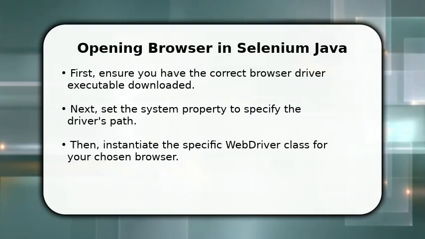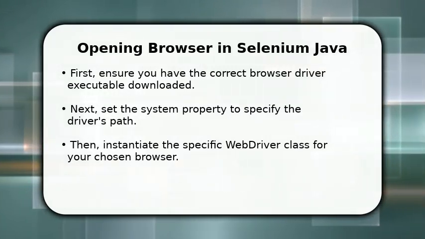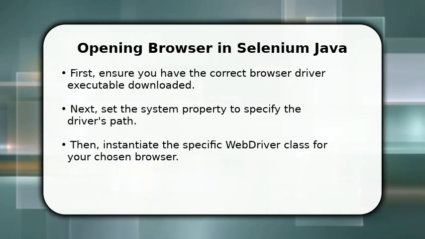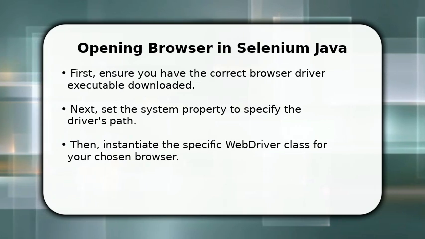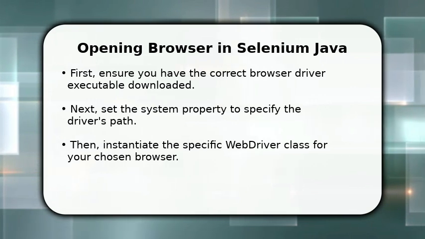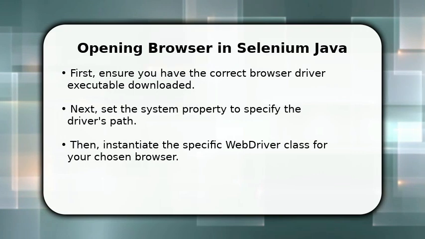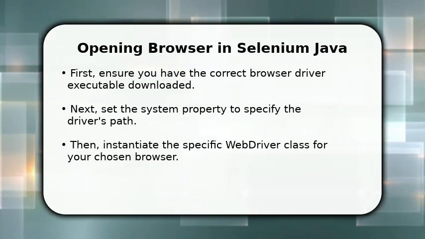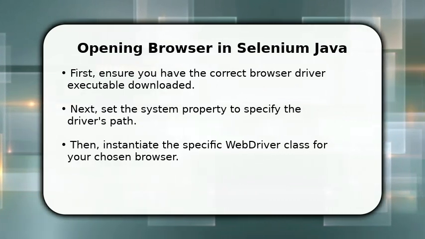In this video, I will explain how to open a browser in Selenium WebDriver Java. To begin, you will need to download the appropriate browser driver executable, such as ChromeDriver or GeckoDriver, matching your browser version. Once downloaded, place it in a known location. Then, we will set a system property in Java to point to this executable file. This crucial step tells Selenium where to find the browser's control mechanism.